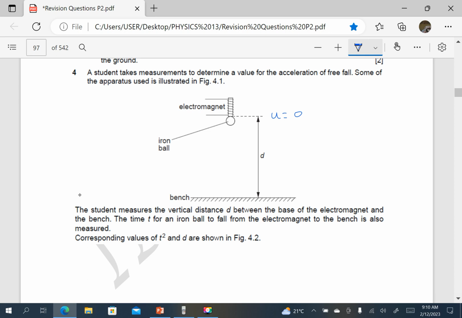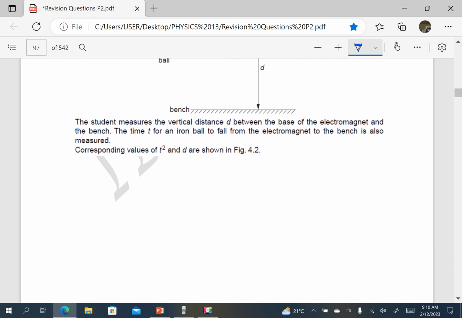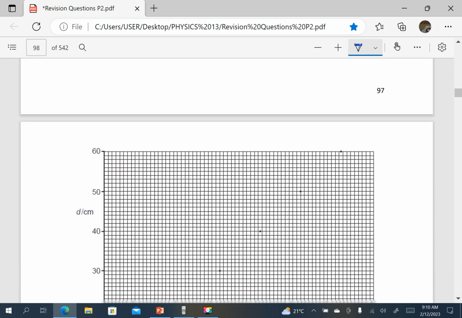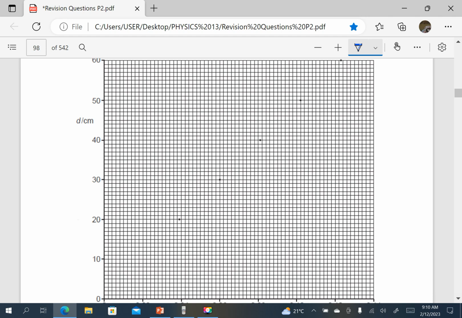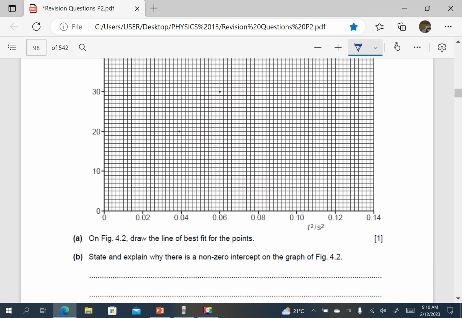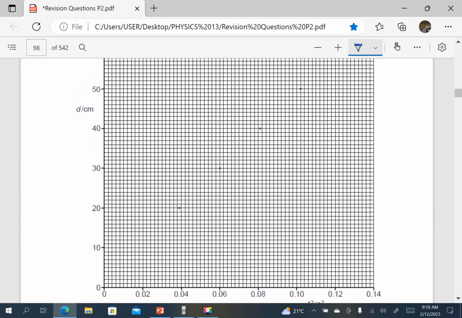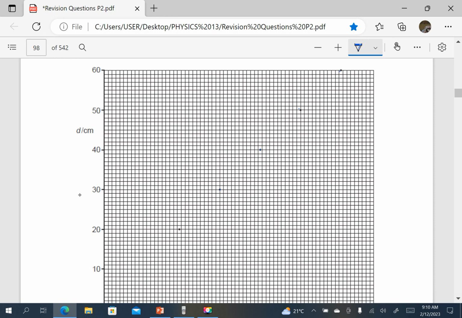They have given us corresponding values of t squared and d in the graph. So here we have values of d against t squared. These are corresponding values. Then on the figure, draw the line of best fit for the points. We have points 1, 2, 3, 4, 5. So using your ruler, you can draw the line of best fit through these points. So I'm putting here my ruler.